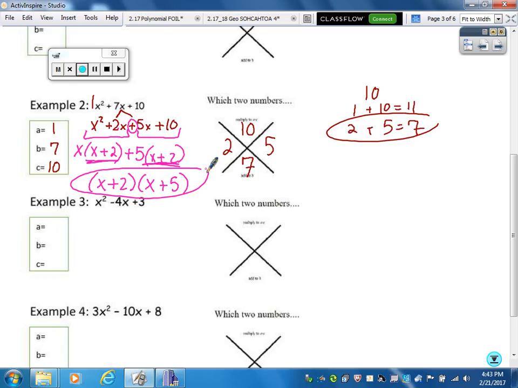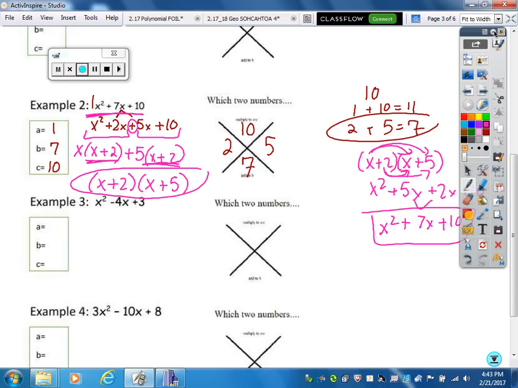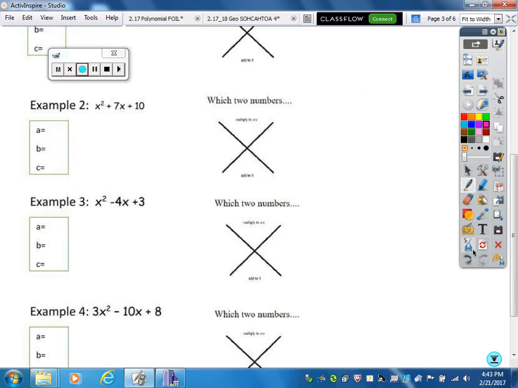So if you wanted to check that, you would take it over here, and you would, again, double distribute that back, also called foiling. So x times x is x squared. X times 5 is 5x. 2 and x make 2x. 2 times 5 is 10. Put that back together and take a look. Perfectly factored because we got out the exact same trinomial we started with. Remember, these trinomials in this form have a special name, and that is quadratics.